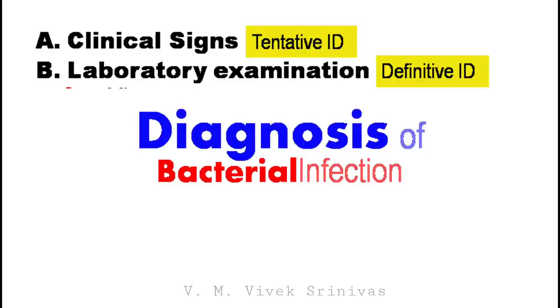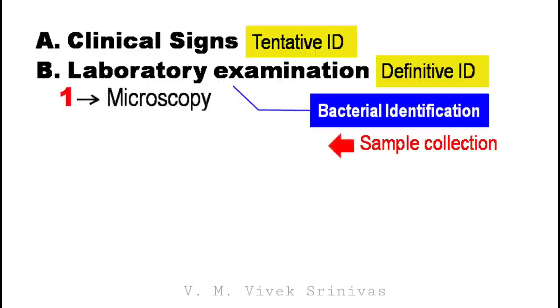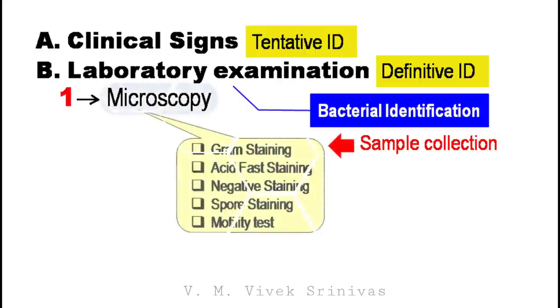By laboratory examination, we can identify the causative bacterial agent for the infection. But for that, the correct sample from the patient has to be collected based on the clinical signs. First, the collected sample can be subjected to direct microscopic examination by performing different bacterial staining techniques, like the gram staining, the acid-fast staining, the negative staining, the spore staining, and the motility test.